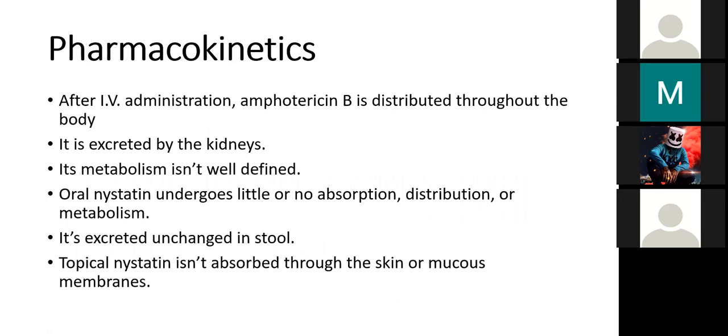Sometimes it's administered to the mouth for oral thrush, and then topically for vaginal candidiasis. After IV administration of amphotericin B, because it's used for systemic infections, it's given IV. It is distributed throughout the body and excreted by the kidney. As for oral Nystatin, it undergoes little or no absorption because it is given topically, and the little that is absorbed into the systemic circulation is excreted unchanged in the stool.